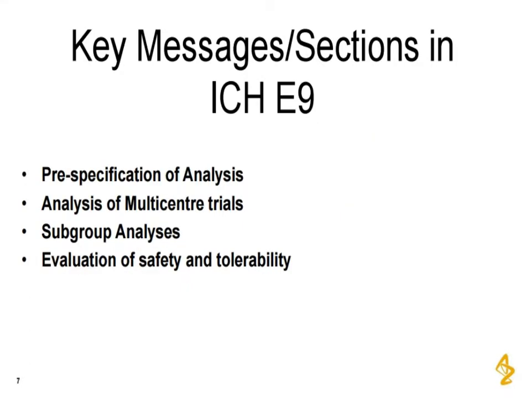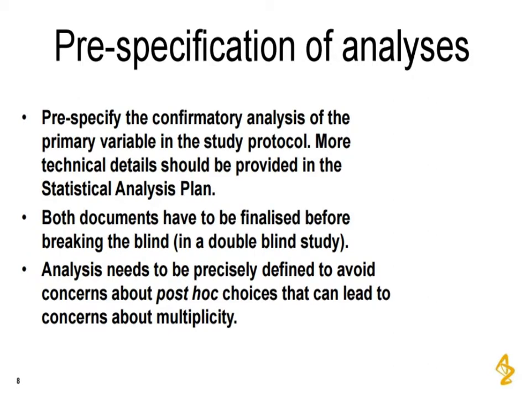Okay, as I said, I start by reflecting on the key messages in E9. And some of these sections I was asked to go into details from the organizers. But the first one is a key one about pre-specification of analyses. So it seems very odd to be standing up here today to say that back in 1998 maybe the confirmatory analysis, the primary variable, wasn't actually mentioned in the statistical analysis plan or the protocol. Hard to believe, maybe. But in fact, on some occasions it wasn't.